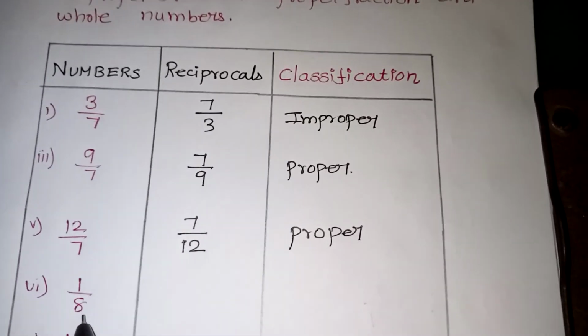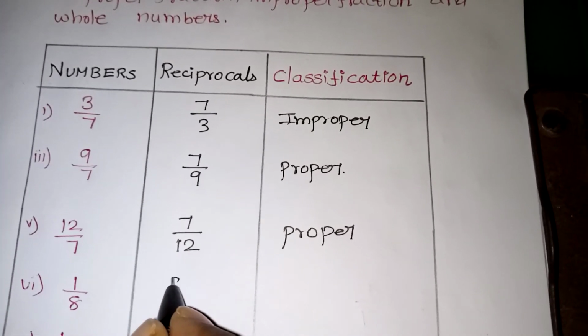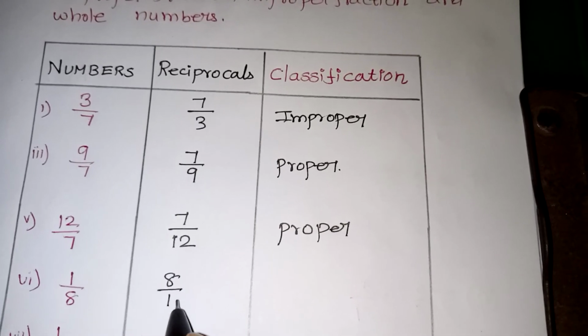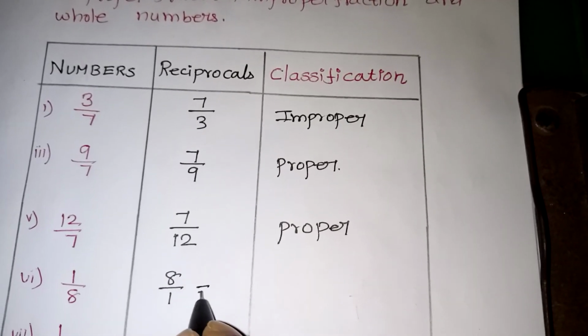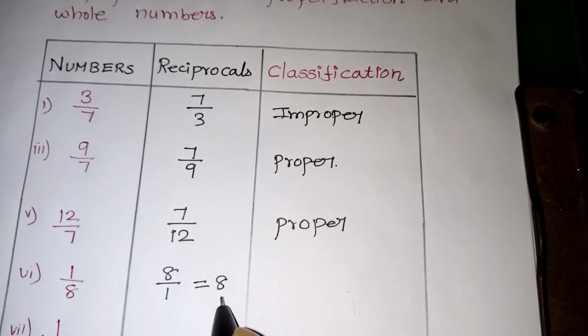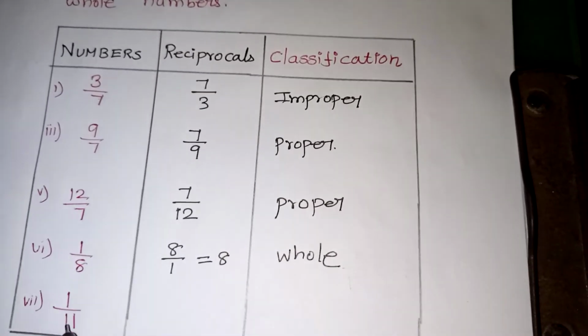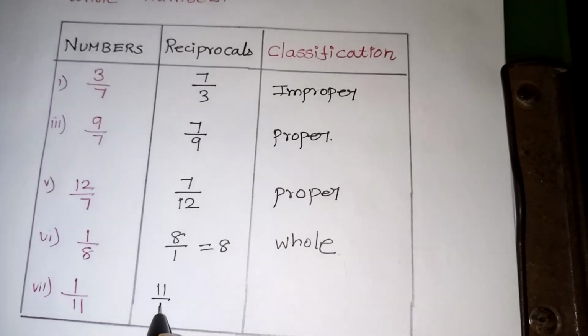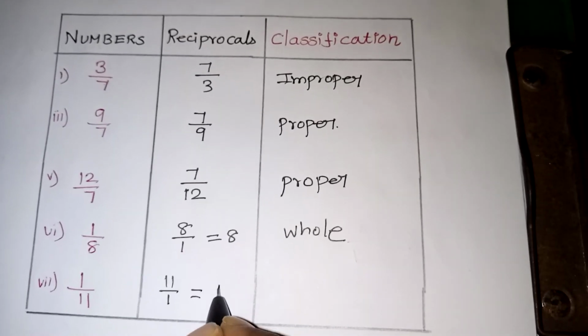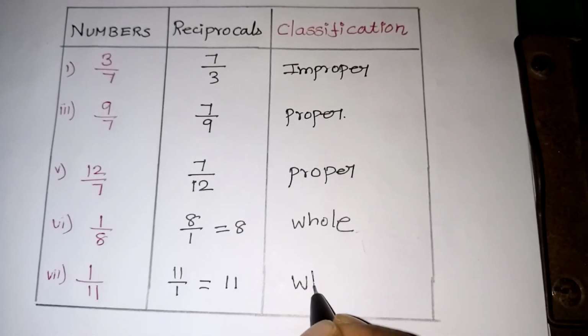So 1 by 8 is a number. If you take the reciprocal, it will be 8 by 1. Denominator 1 has no value actually, so you can write it as 8. 8 by 1 is nothing but 8 only. 8 is a whole number. So 1 by 11 is my question. You can write it 11 by 1. Again denominator 1 you no need to consider. It is 11 only. Again it is a whole number.